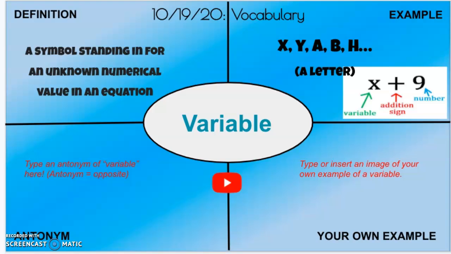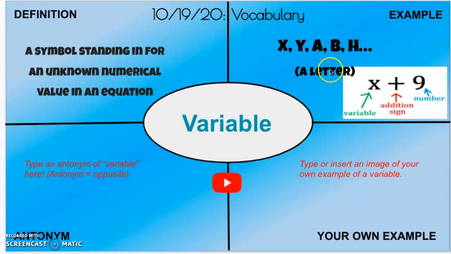October 19th, 2020, vocabulary. All right, so our vocabulary word today is variable. I gave you the definition: a symbol standing in for an unknown numerical value in an equation.